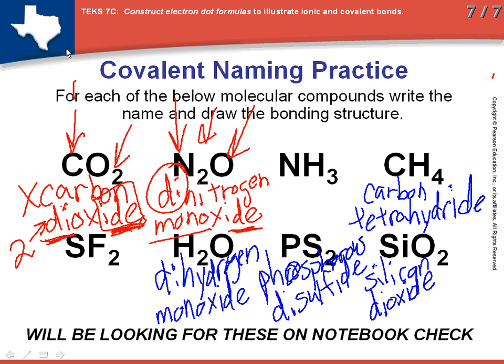Okay, here's an answer to 4 of them. Just see if you can check your work and you're on the right track. CH4 we call carbon tetrahydride. When hydrogen's the second element, it's called hydride.